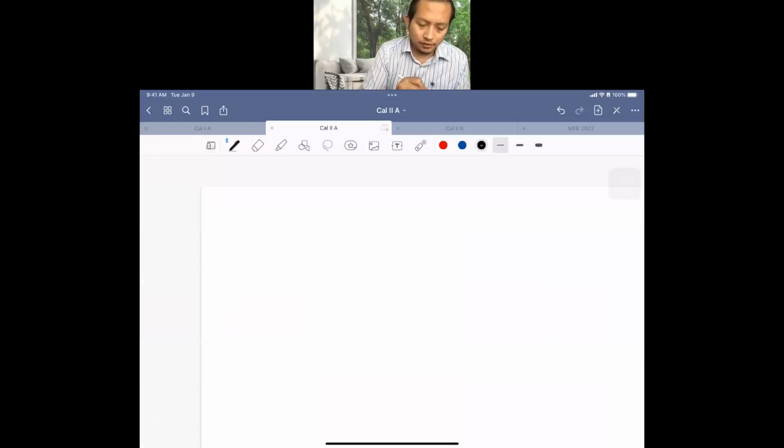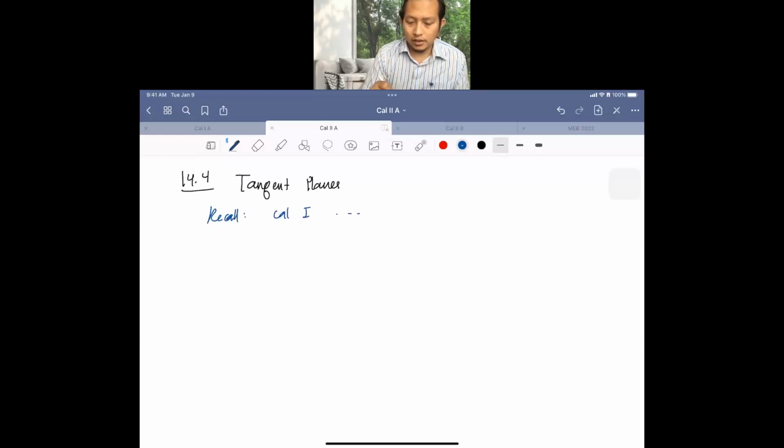Okay, so 14.4, this is the tangent planes. Recall that in calculus 1, we find the tangent line from the function y equals a function of x. In calculus 2, now we have a tangent plane, where we are going to look at the surface z that is a function of two variables.